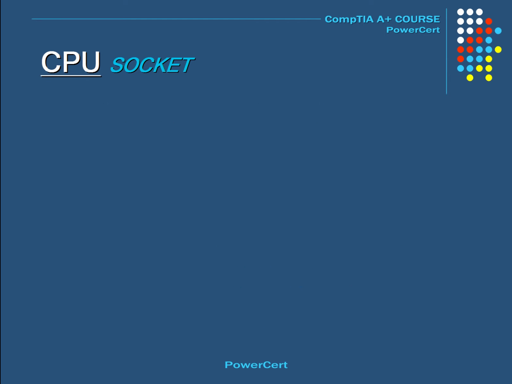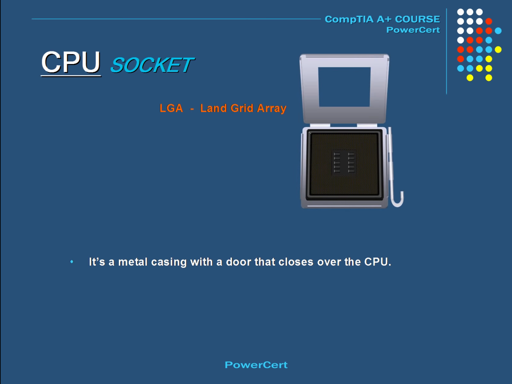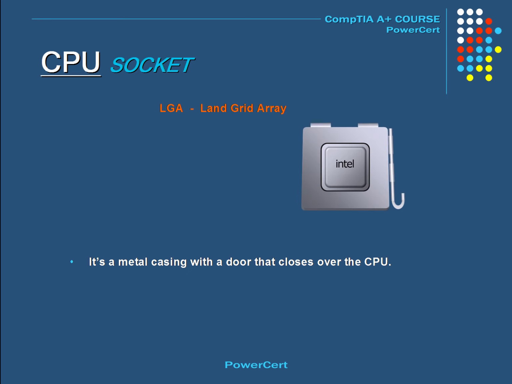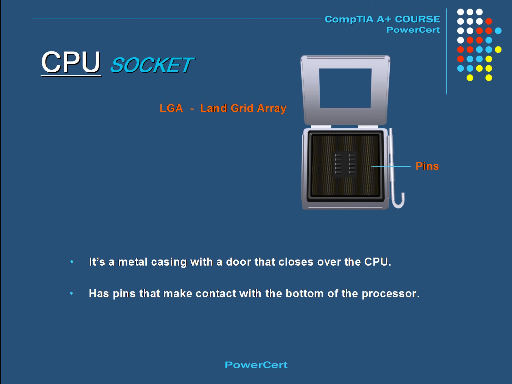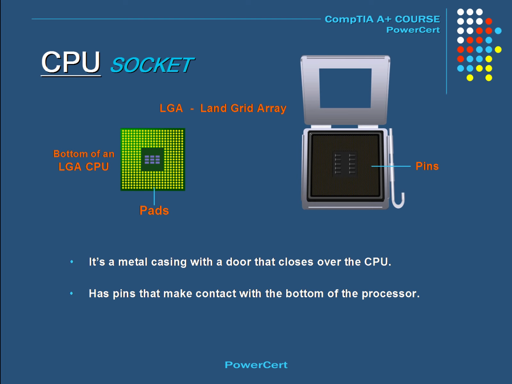The latest in socket design packages is called LGA, which stands for Land Grid Array. The LGA socket is a metal casing with a door that closes over the CPU and locks down with a lever. Unlike previous socket versions, which have holes, the LGA has pins that make contact with the bottom of the processor. LGA processors don't have pins. Instead, they have pads that rest on the LGA socket pins.